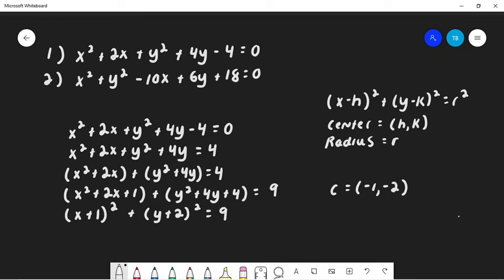And then to find the radius, we look at this term on the right-hand side of the equation, and remember that that corresponds to, over here, it's r squared. So to find r, we would take the square root of whatever that number is. So in this case, we would just take the square root of 9, which would be 3. So r, or the radius of this circle, is equal to 3. And there you have it. So this would be the standard form, the equation of the circle, and then this over here would be the center and the radius. That's it.